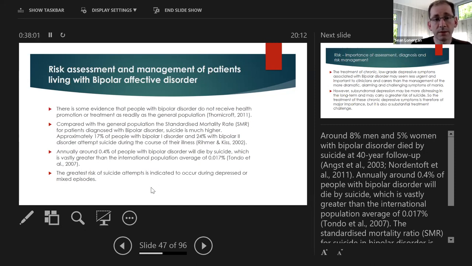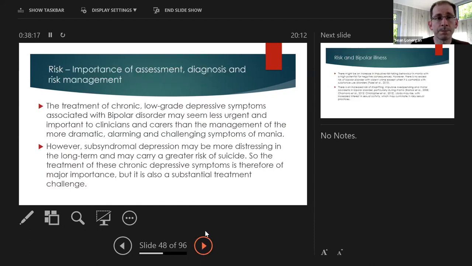Annually, around 0.4% of people with bipolar disorder will die by suicide, which is vastly greater than the international population average. And the greatest risk of suicide attempt is indicated to occur during depressed or mixed episodes rather than manic or hypomanic episodes. So the treatment of chronic low-grade depressive symptoms associated with bipolar disorder may seem less urgent to address and important to clinicians and carers than the management of more dramatic, alarming, and challenging symptoms of mania with more extreme behavioral change. However, the subsyndromal depressive symptoms may be more distressing in the long term and may well carry a greater risk of suicide, partly due to the ongoing suffering and functional impairment a person may experience. So the treatment of these chronic depressive symptoms is therefore of major importance, but it's also a substantial treatment challenge.